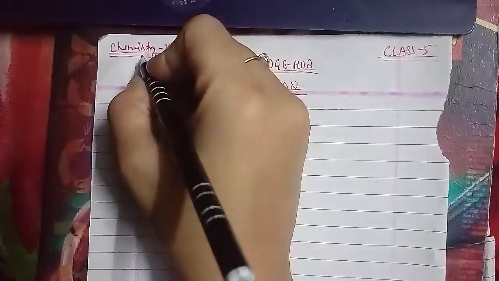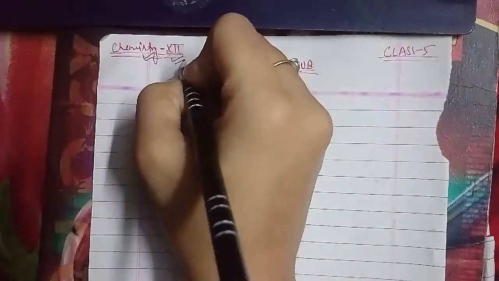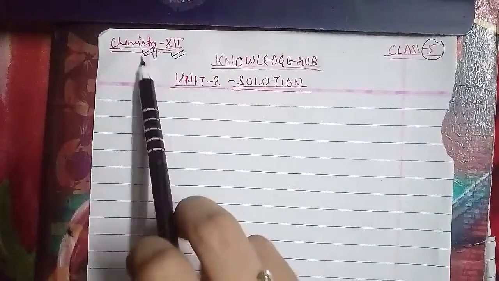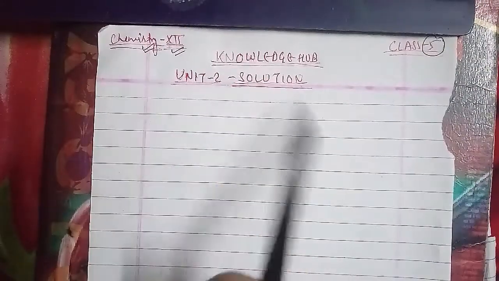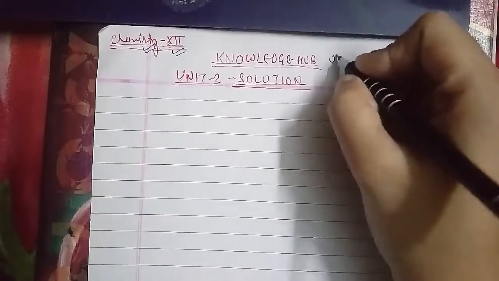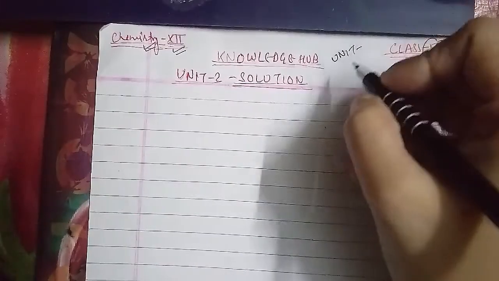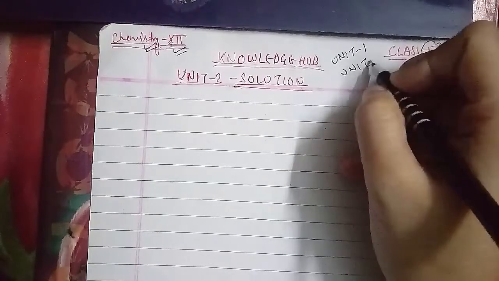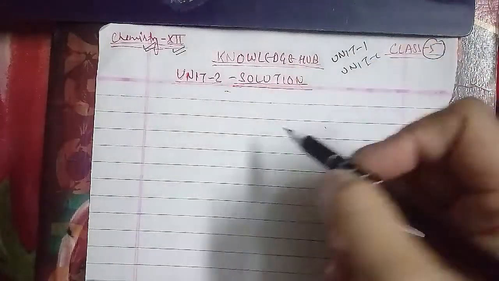Today we're going to start with your chemistry class, that is your class 12. This is your class 5, where we had completed four classes of chemistry and discussed unit 1, the solid state. The second unit we have is solutions. As you can see, this will surely complete here.